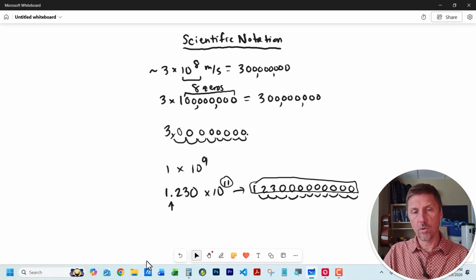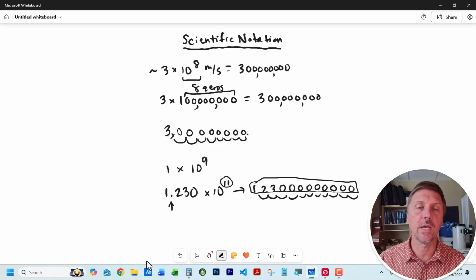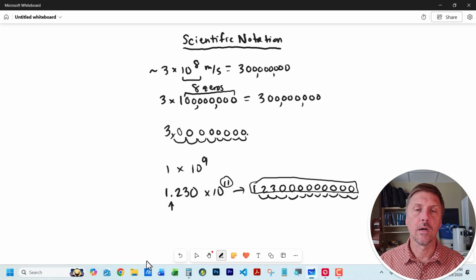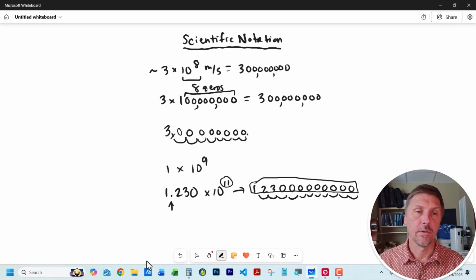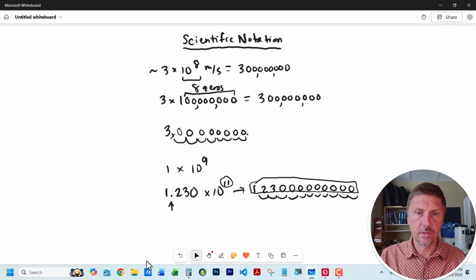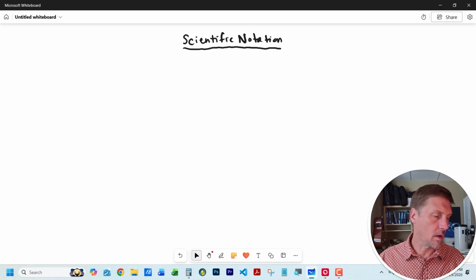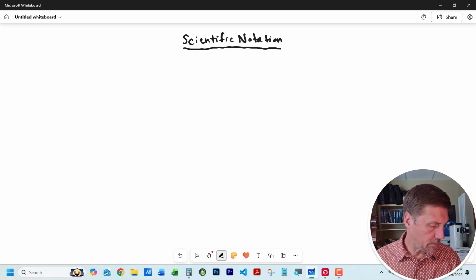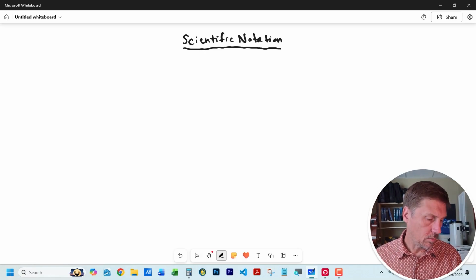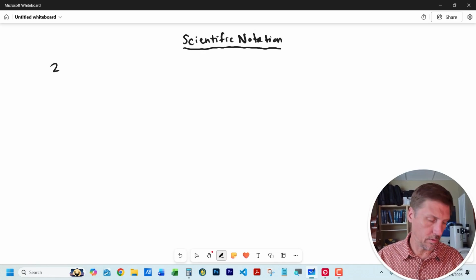All right. What if we want to go in the reverse? What if we want to convert from, let me erase some of this so we can have a little more room to work with. Let's say we want to go from, did I write down an example for this? Let's just make one up. We want to go from 230 billion, 450 million.